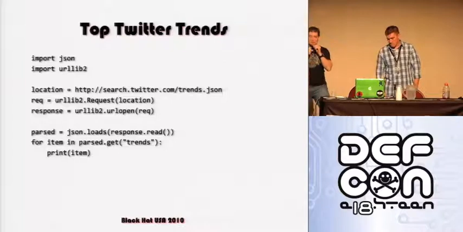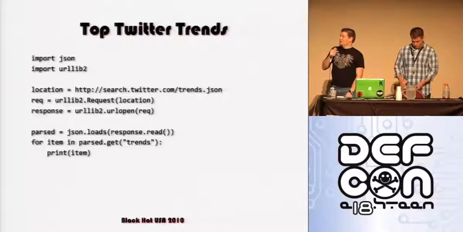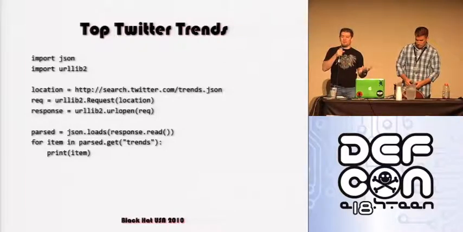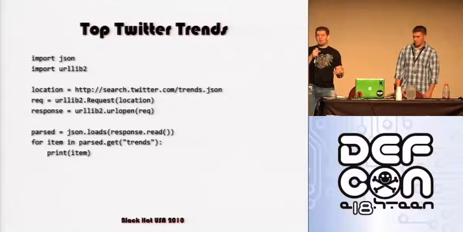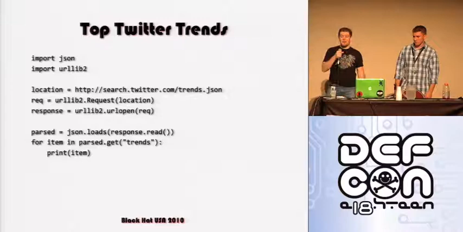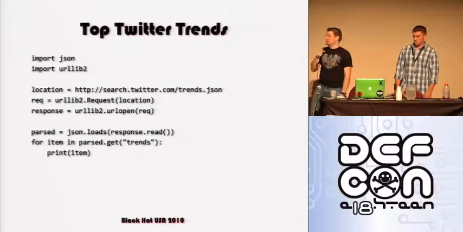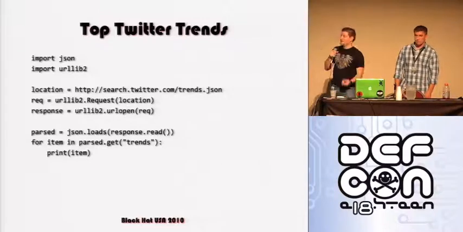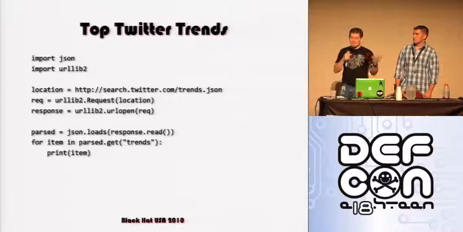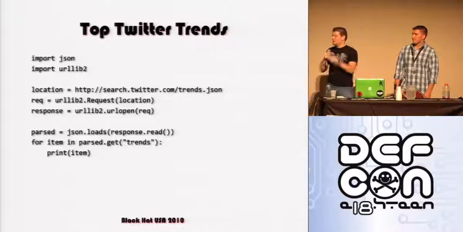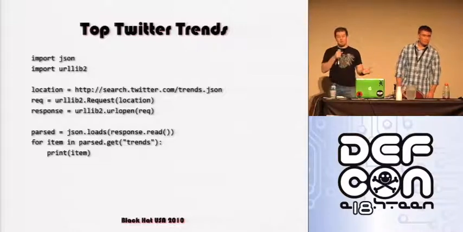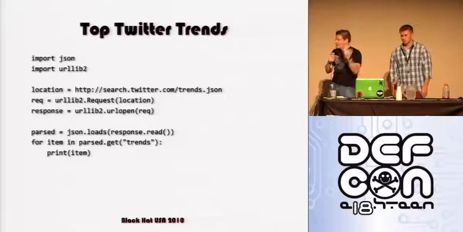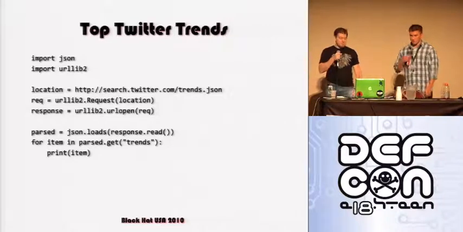JSON is obviously very, very popular now. JSON maps pretty much directly to Python types. A JSON object is a Python dictionary, and a JSON array is a Python list. So it makes it really nice. As of Python 2.6, JSON is built into the standard library. This is just a couple lines of code. We'll go out to Twitter, grab all the current trends, and print them out for you. Pretty simple.